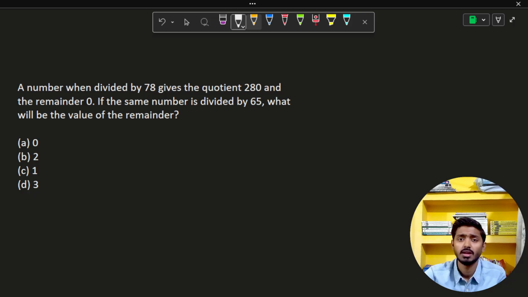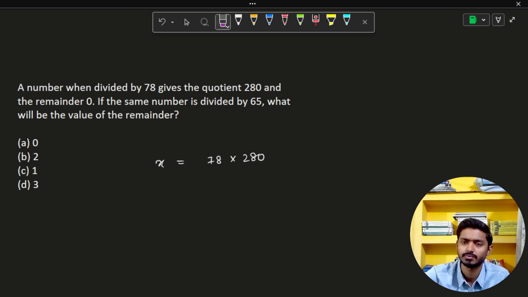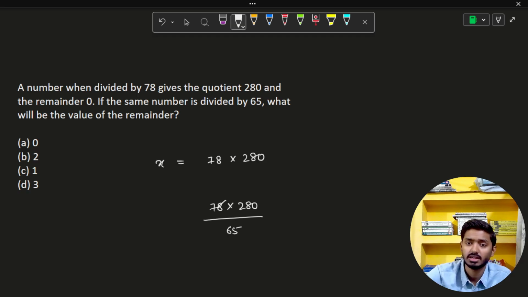Let's see. A number when divided by 78 gives a quotient 280. We don't know the number, let that be x. So the divisor is 78, the quotient is 280, and the remainder is 0. Well, we won't write 0. Now the question states, let's divide the number by 65 and find the remainder. Now I can clearly see it is divisible by 13 and this is divisible by 5. So we can very clearly see that the number gets divided by 65 completely, and whenever such a thing happens, the remainder is always 0.